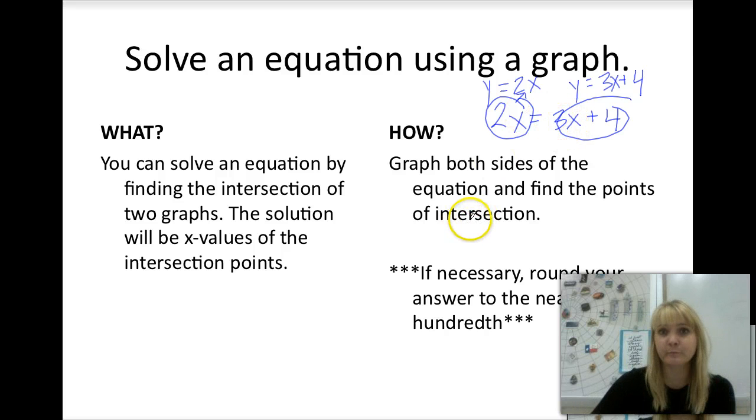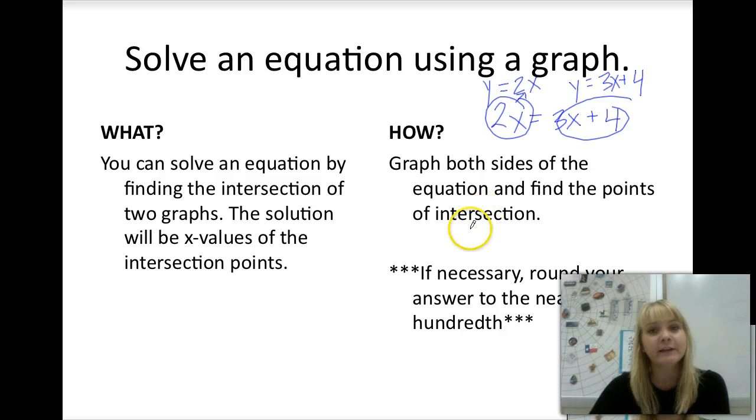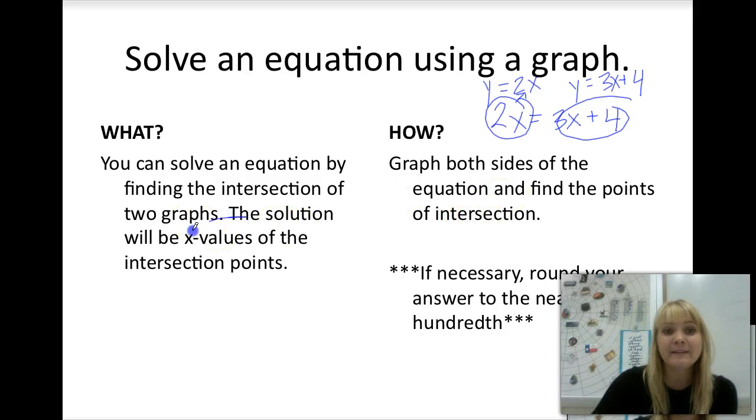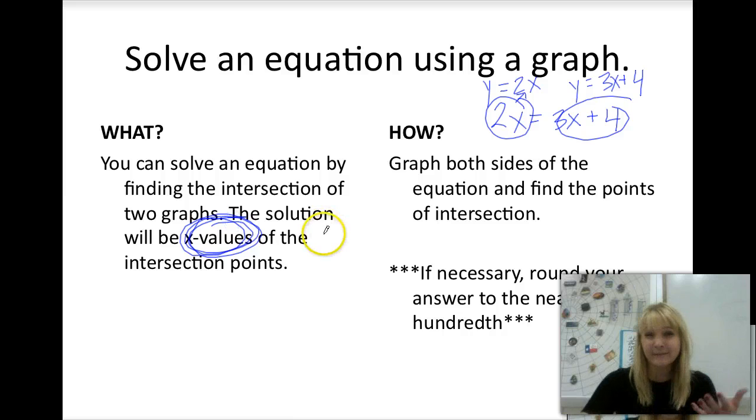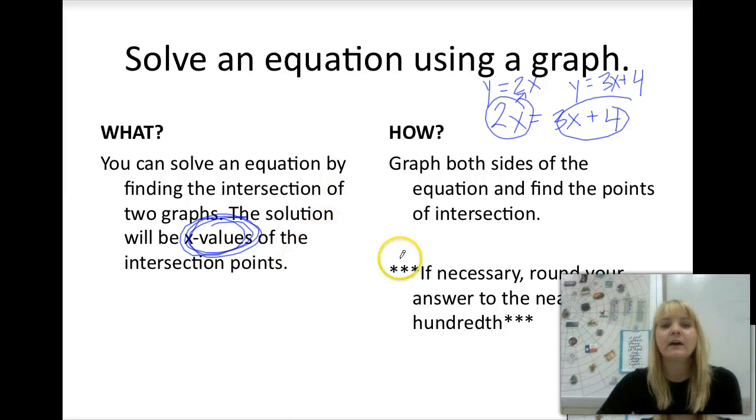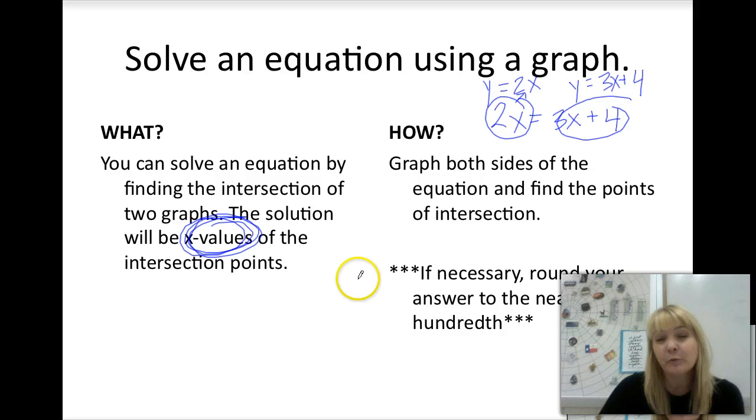Now, graphs may have 1 intersection point, they may have 2, they may have 3. The solution is going to be the x value of that intersection point. Now, what we're looking at tonight, we won't need to round to the nearest hundredth, but when we're taking a look at problems tomorrow, we will need to round to the nearest hundredth.